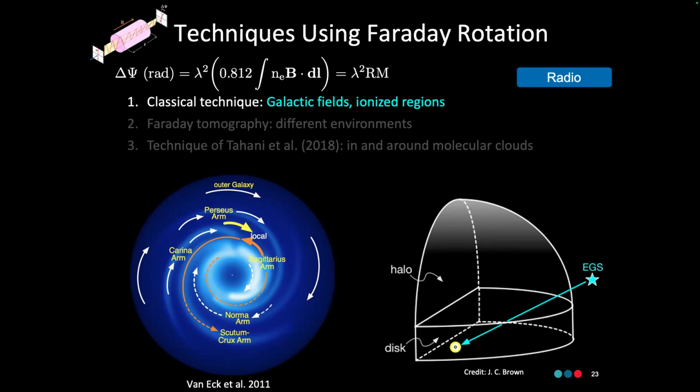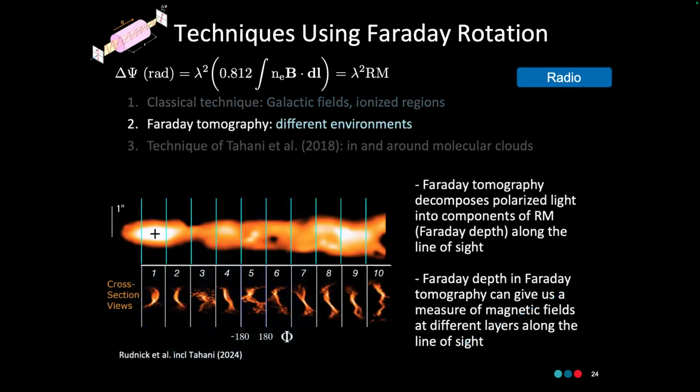In the classical technique, we can use extragalactic point sources to find the magnetic field associated with the large-scale galactic magnetic field or a highly ionized region. So the first technique finds just magnetic field associated with either very large or very ionized regions. The second technique, which is Faraday tomography, decomposes polarized light into components of rotation measure along the line of sight. So we can investigate these components of rotation measure and find correlations with physical distances.